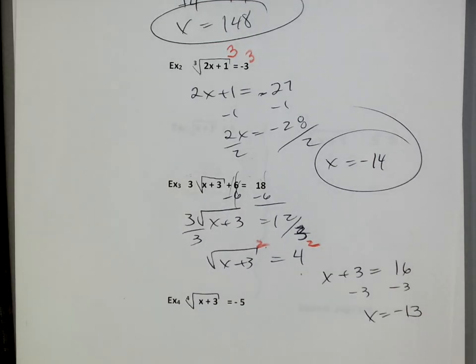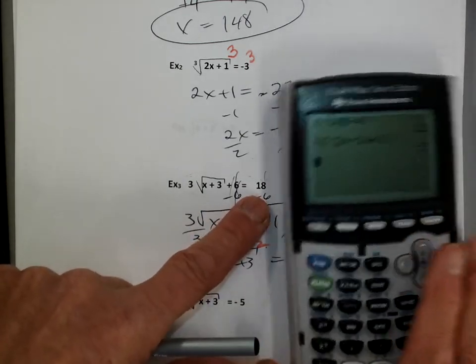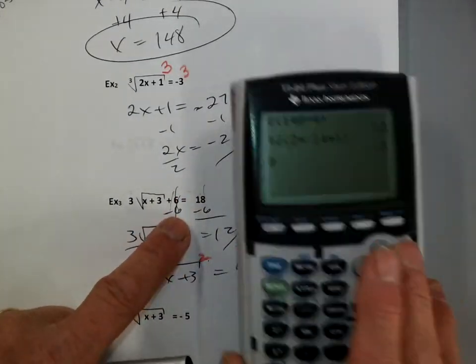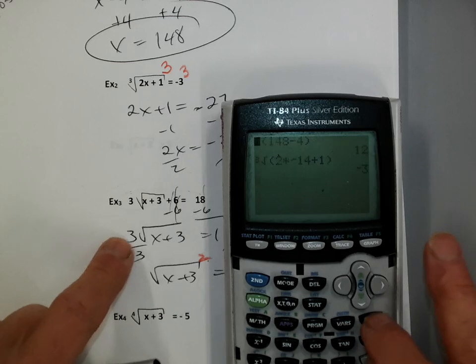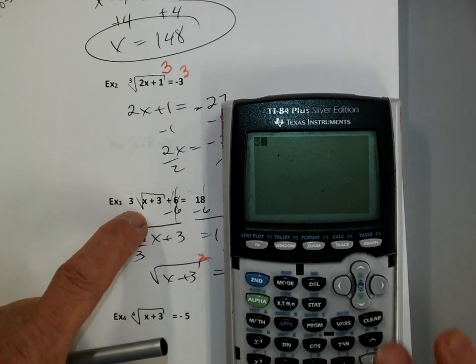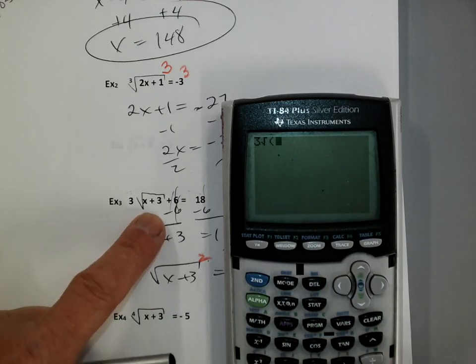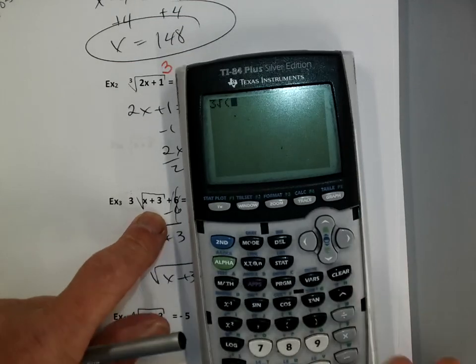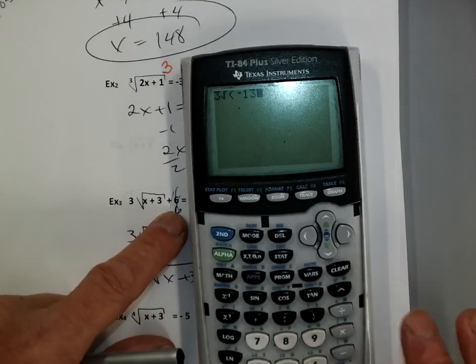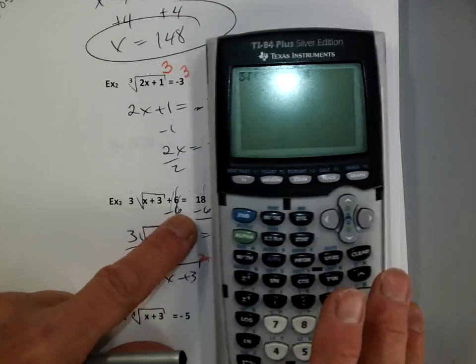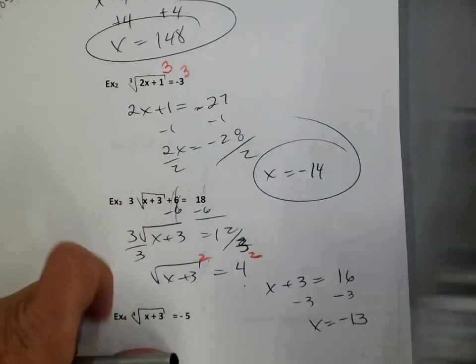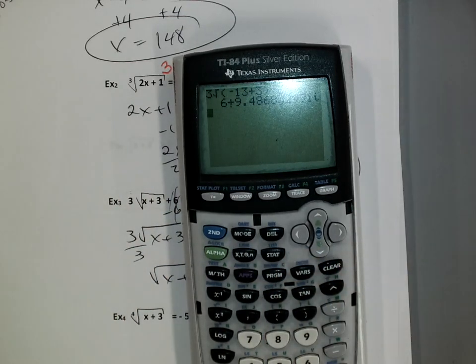Okay, good enough. So if I check the answer, I'll put it in to see if it equals 18. So how do you check the answer? X is 13. I plug it in. I'm going to go simply 3 times the square root of, let's see, negative 13 plus 3, close my parentheses, plus 6. Is that going to equal an 18? Boom. Uh-oh.